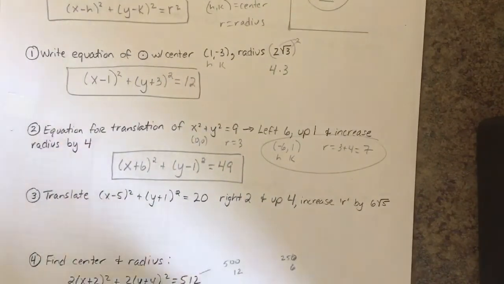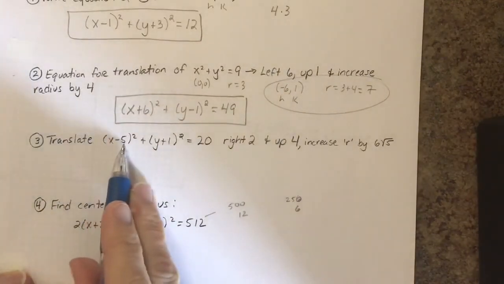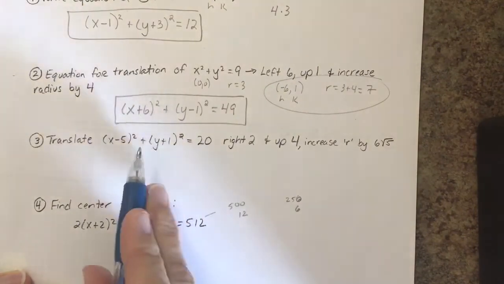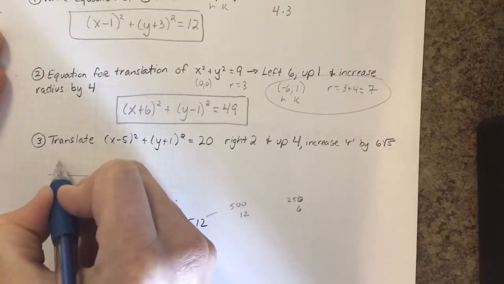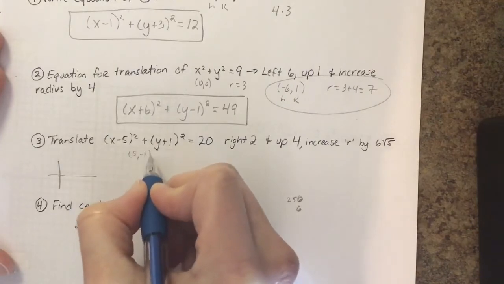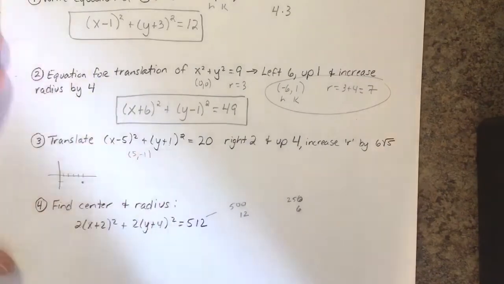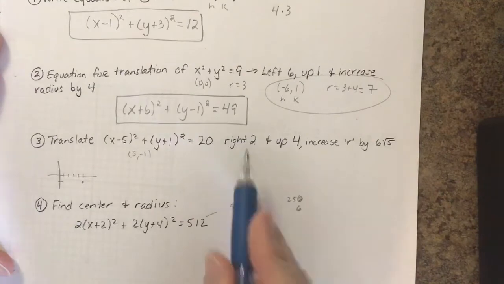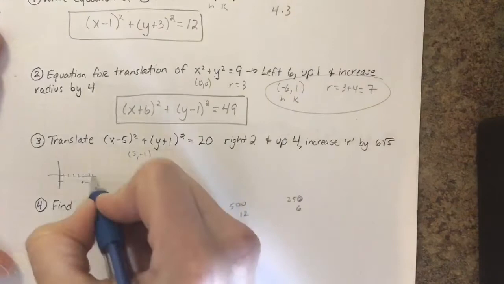Number 3, translate this equation: x minus 5 quantity squared plus y plus 1 quantity squared equals 20. I'm going to take this circle. Where is the center? The center is 5, -1. And we're going to move it right 2, so 2 more to the right, and 4 up.